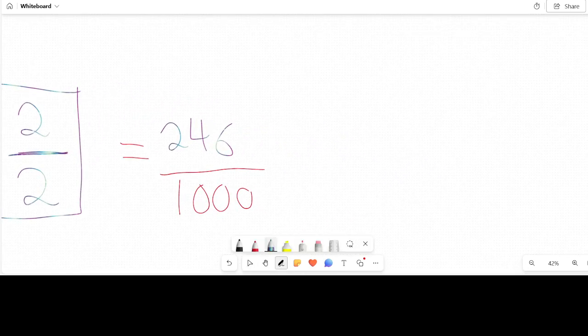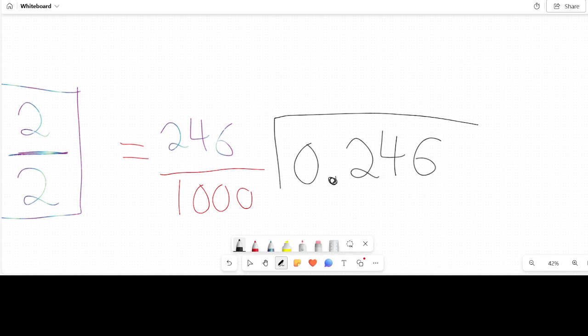I can go ahead and rename this pretty easily. 6 goes in the thousandths place, 4 goes in the hundredths place, 2 goes in the tenths place, and then to the left of the tenths place is the ones place, which I have nothing. So my final answer is 246 thousandths.